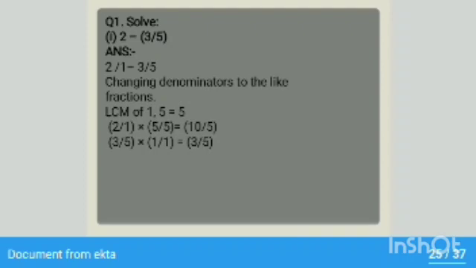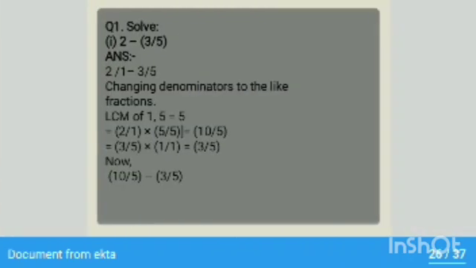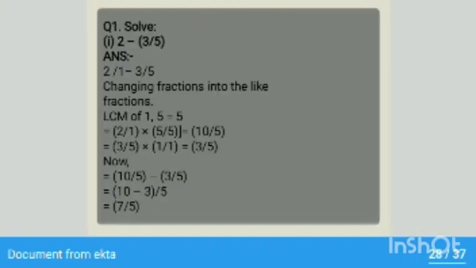Now what is the question? We need to subtract. So 10 upon 5 minus 3 upon 5. Now subtraction is there. The denominator will remain the same. Remember, the denominators are not to be added or subtracted. It will be just 5. Then 10 minus 3 upon 5, which is 7 upon 5. Now 7 upon 5, when you convert, you will get 1 and 2 upon 5.